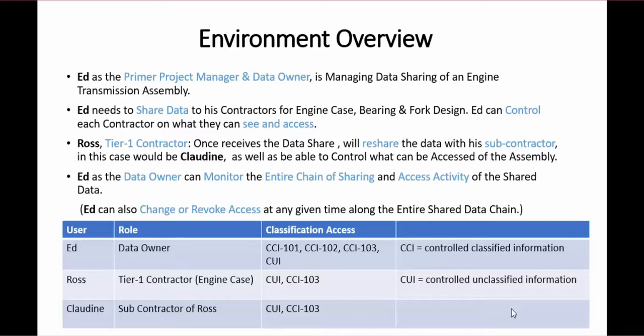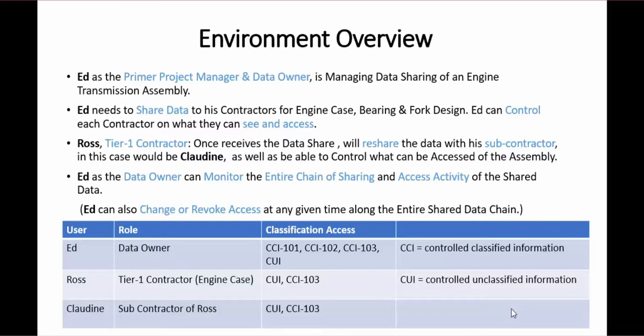Ross, a Tier 1 contractor, once he receives the data share, will reshare the data with his subcontractor, in this case Claudine, as well as be able to control what can be accessed of the assembly. Ed, as the data owner, can monitor the entire chain of sharing and access activity of the shared data. Ed can also change or revoke access at any given time along the entire shared data chain.